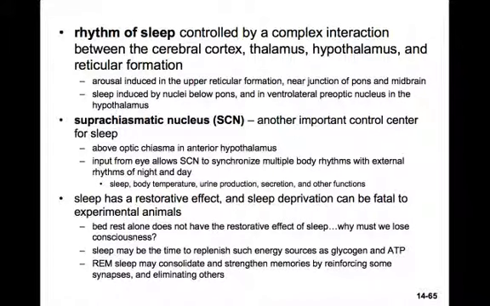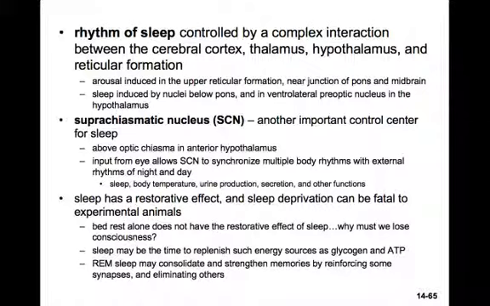Again, sleep probably has a restorative effect. Deep sleep deprivation can be fatal to experimental animals, so we do know that sleep is necessary. However, it's still really a big mystery as to why we sleep. This could be another great topic for consideration in a final project.